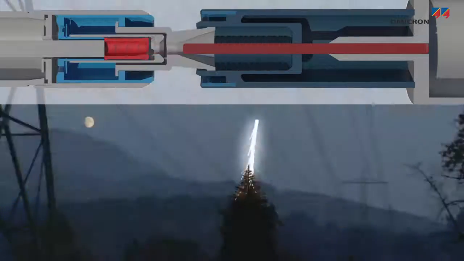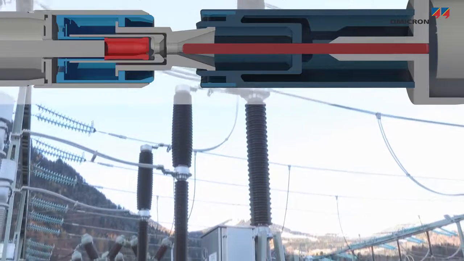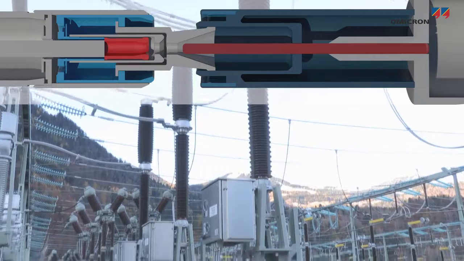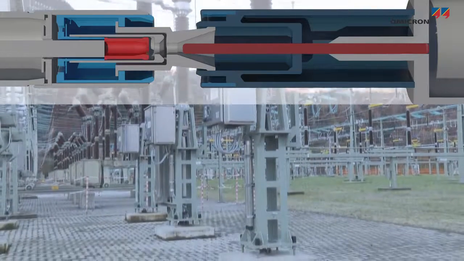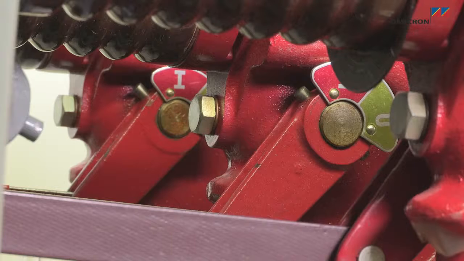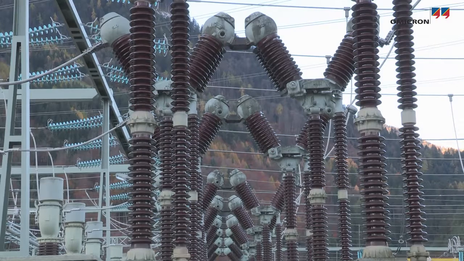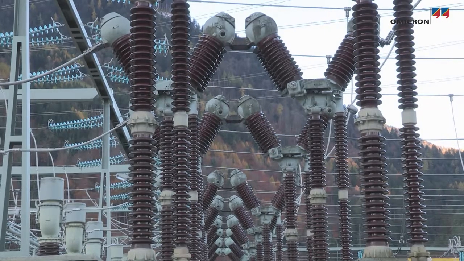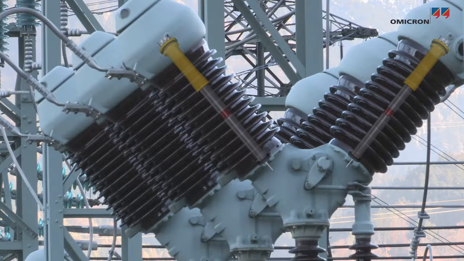They need to be able to reliably interrupt short circuit currents without damaging themselves or adjacent equipment, even after long idling times. Different circuit breaker technologies are in use, depending on voltage level, application, and the age of their design. Current interruption takes place in interrupter chambers containing air, oil, SF6, or a vacuum.